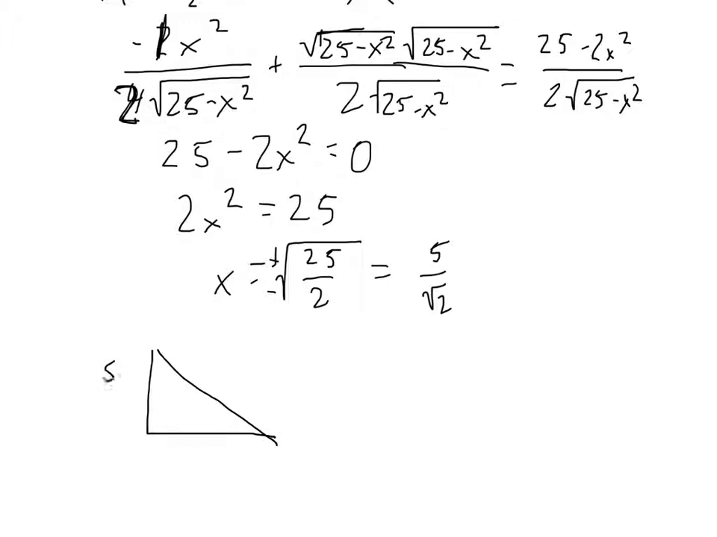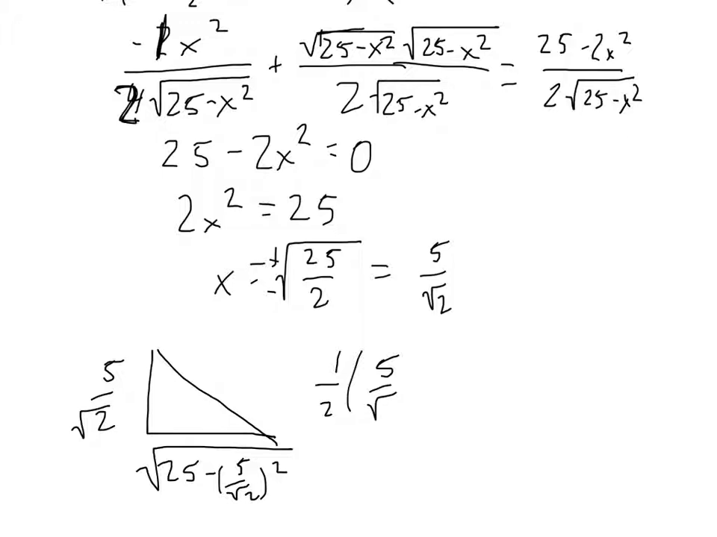This is 5 over 2, and this is the square root of 25 minus 5 over square root of 2 squared, over root 2. So my maximum area would be 1/2 times base times height.